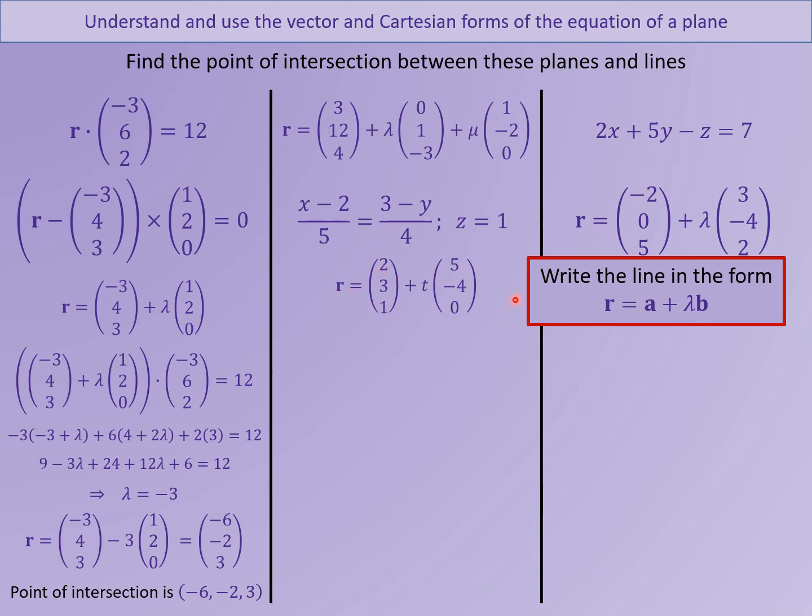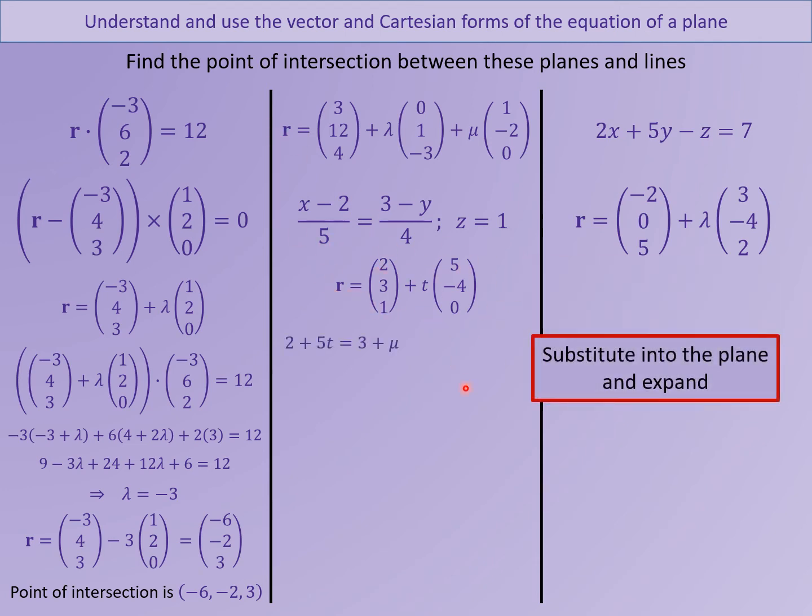Once I'm happy with that, I can substitute in the top line, and that's going to give me 3 things. It's going to tell me that 2 plus 5t equals 3 plus mu. There's no lambda value there.